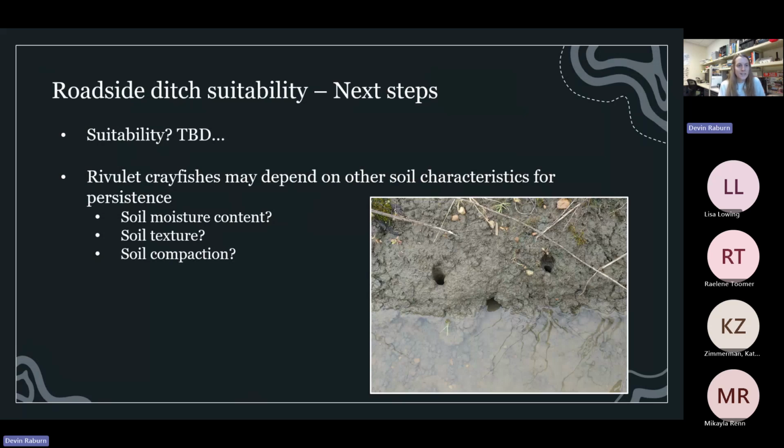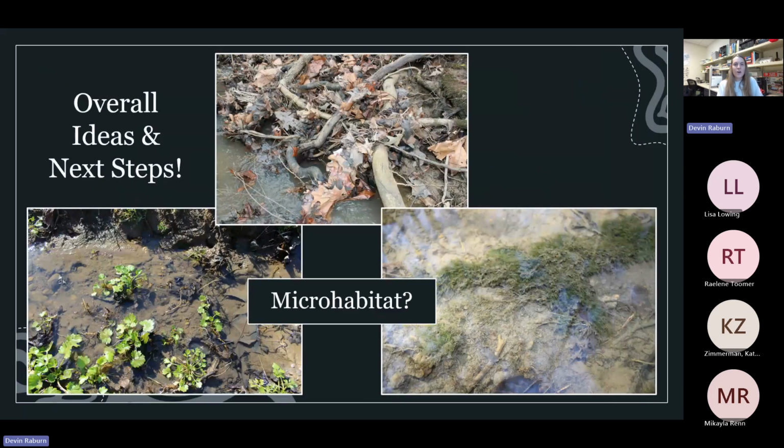So stay tuned for that. Just some preliminary stuff that we've been finding, and overall ideas and next steps in general. My next step is to make my occupancy model, taking into consideration detection rates and other habitat variables, and testing these habitat variables for association between occupancy of our rivulet crayfishes.